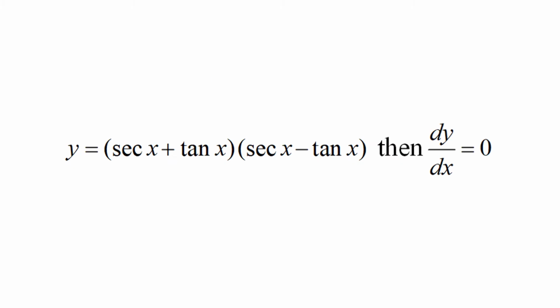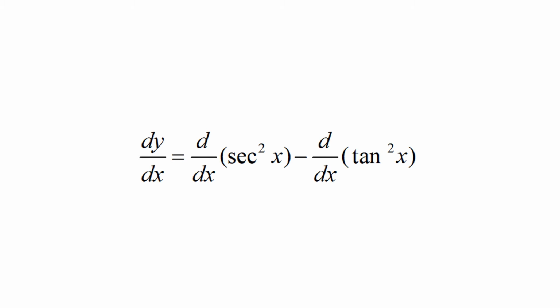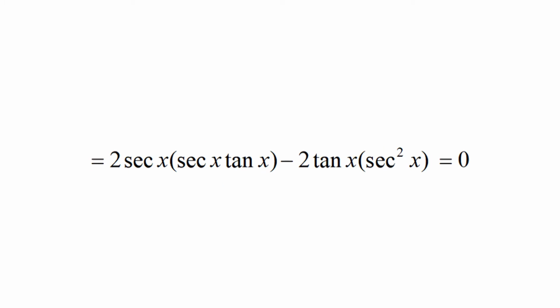We will now show that if y equal to sec x plus tan x into sec x minus tan x, then dy by dx equal to 0. Given equation can be written as y equal to sec square x minus tan square x. Thus, dy by dx equal to d by dx of sec square x minus d by dx of tan square x. By applying chain rule, the above gives dy by dx equal to 2 sec x into d by dx of sec x minus 2 tan x into d by dx of tan x, that equals 2 times sec x into tan x minus 2 tan x into sec square x, the difference is equal to 0.